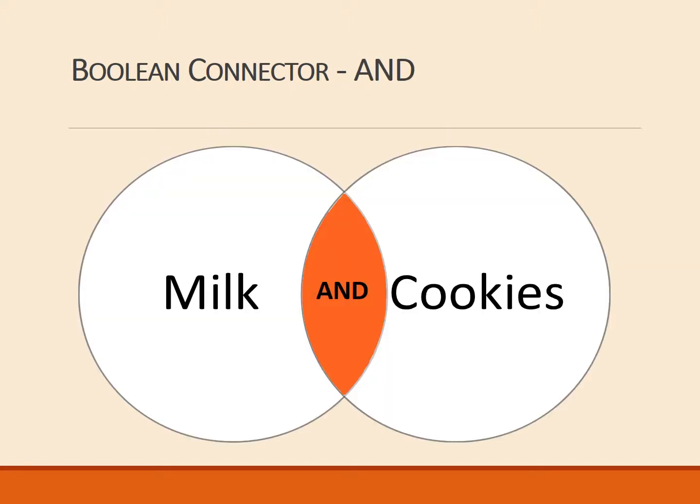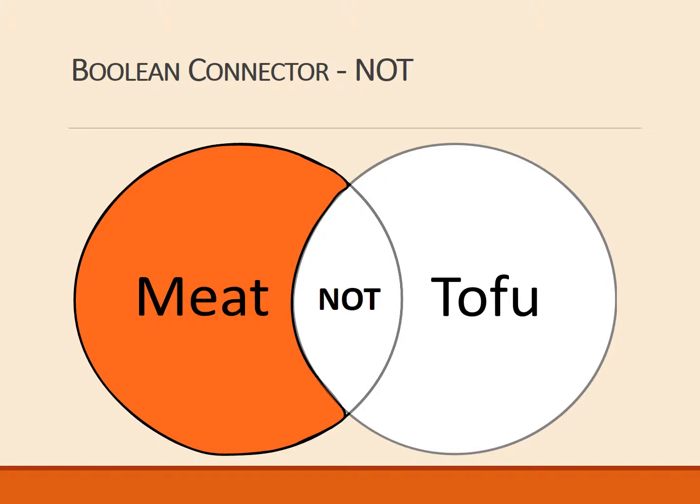The Boolean connector AND connects two or more terms to limit the results to include all concepts that represent your topic. For example, milk and cookies will retrieve articles that talk about both concepts. Articles about only milk or only cookies would not be retrieved. The Boolean connector NOT is used to eliminate one or more concepts from your retrieved citations. For example, meat, not tofu will eliminate all articles that mention tofu, including those that contain tofu and meat together. When you use NOT, be careful that you don't eliminate great articles that might talk about both topics.